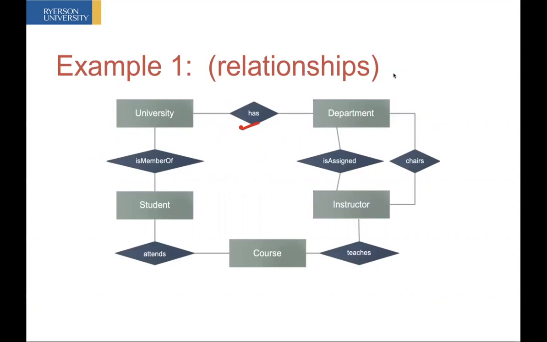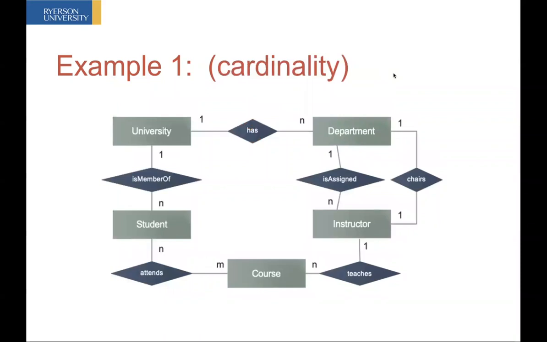A department is assigned a relationship with the instructor, and the instructor teaches a course. Students can attend courses, and the university has a relationship of being a member of a student. The way we put the multiplicity and the direction of our relationship determines the actual cardinality and multiplicity of those relationships. So now, after we add the relationships in addition to the entities, let's now add the cardinalities.